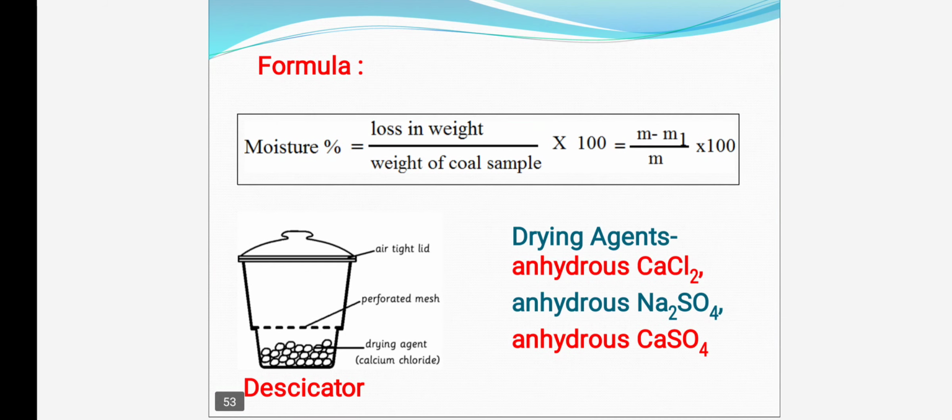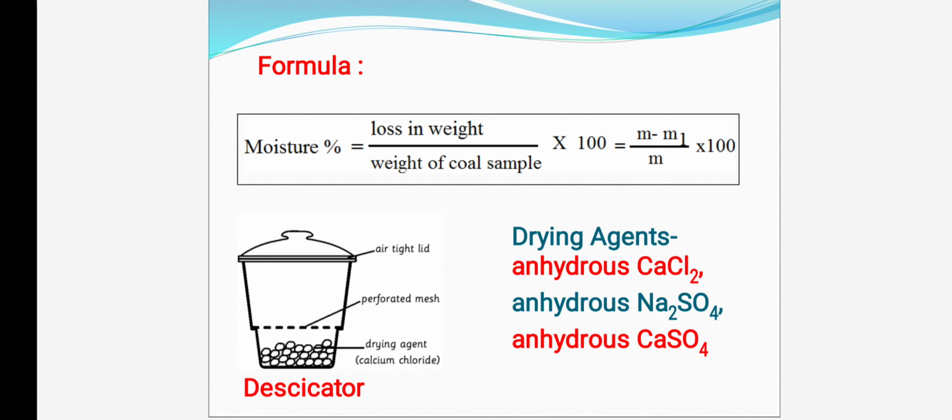Now the formula is very simple. What is the formula? Percent moisture is equal to loss in weight. Loss in weight, that is what? Weight of moisture divided by weight of coal sample. We have to find percent, so multiply by 100. So loss in weight, as you know, is initial weight m minus final weight m1. So you can write (m minus m1) divided by m, multiply by 100. By using this formula you will get percent moisture.